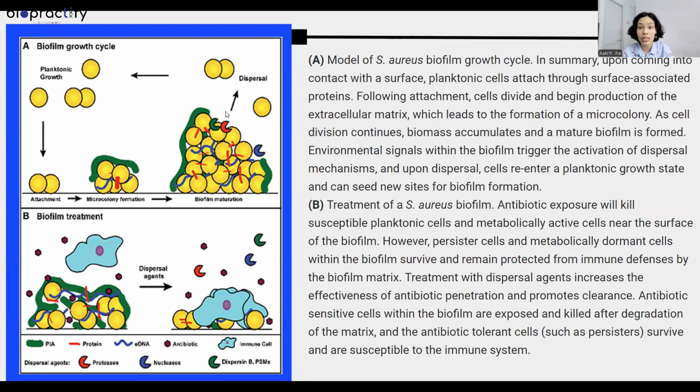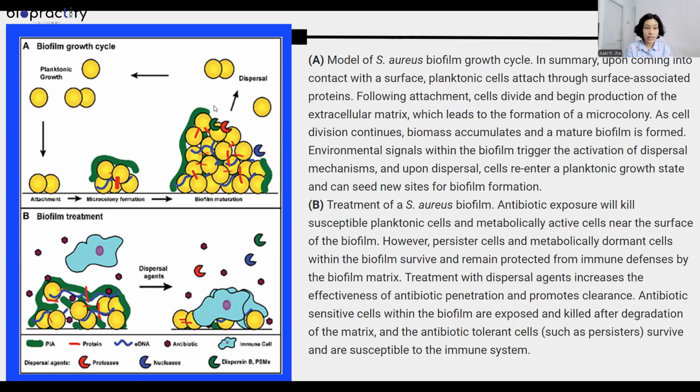Environmental signals within the biofilm trigger the activation of dispersal mechanisms, and upon dispersal, cells re-enter a planktonic growth state and can seed new sites for biofilm formation. So this is how biofilm formation and cell division occur in this cycle.